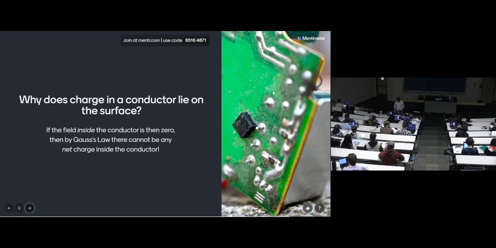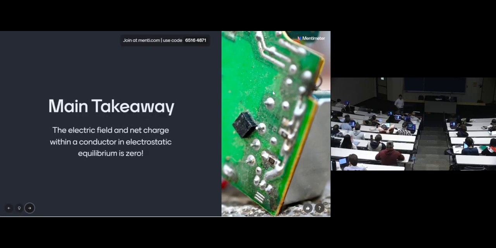Okay, we've already stated this, but if the field inside the conductor is zero, then by Gauss's law there cannot be any net charge inside the conductor. Inside the walls of the conductor. Let me be abundantly clear about that. The main takeaway, again, if you get nothing else from these slides: the electric field and net charge within the conductor in electrostatic equilibrium is zero.